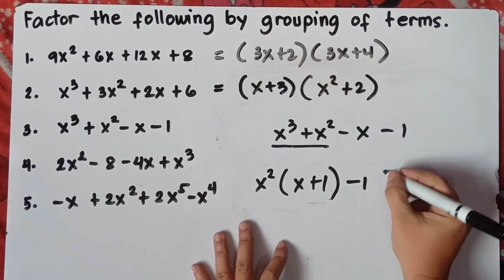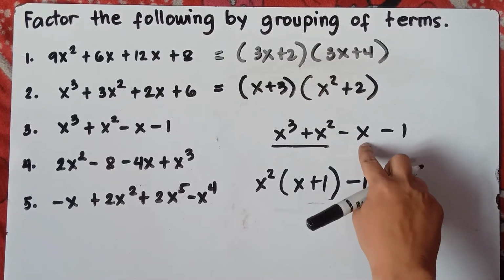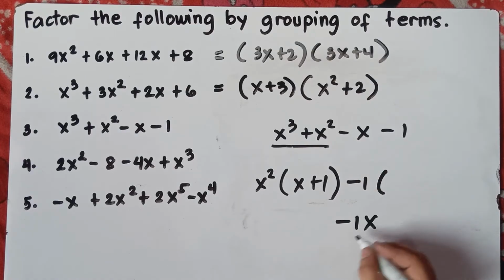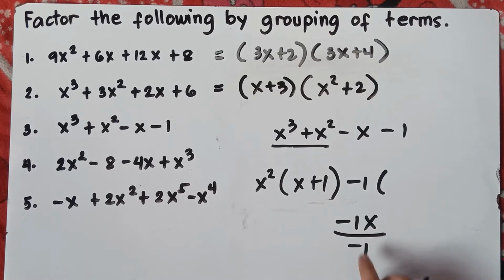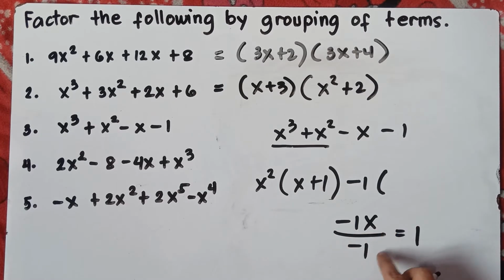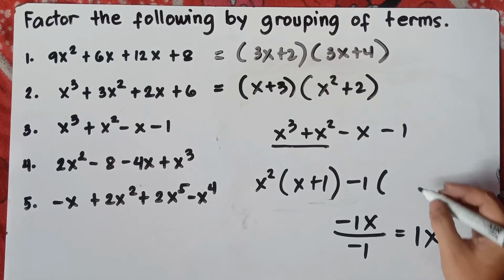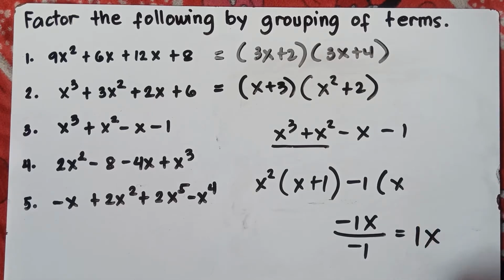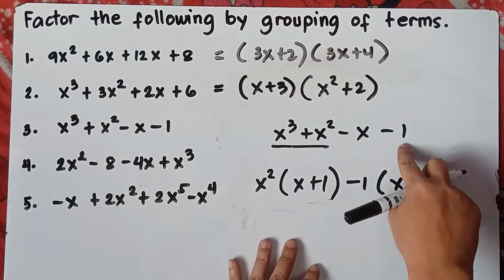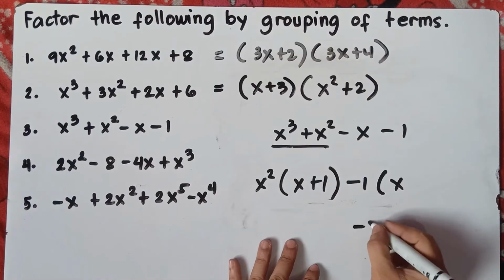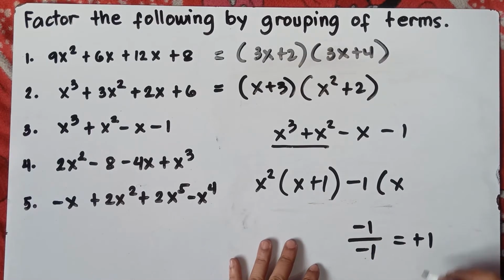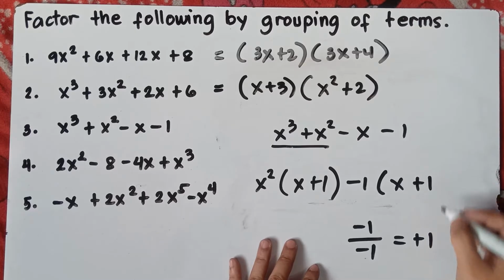So factor this out by negative 1, then you put parentheses, and then you divide, class. Negative x divided by negative 1. So you can write this one negative 1x divided by negative 1. So negative 1 divided by negative 1, that equals positive 1. Then x divided by none, simply copy x. So this will be 1x or x. Alright, and then negative 1 divided by negative 1, negative divided by negative is positive 1. So we have positive 1.